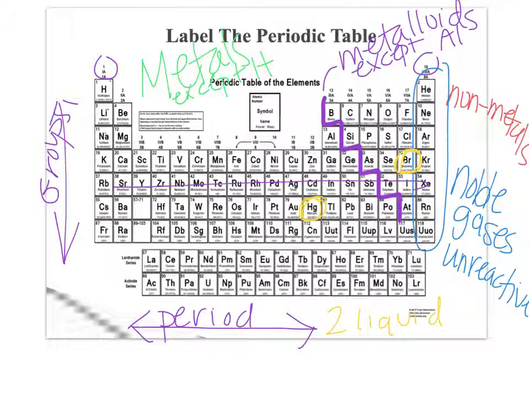And then for gases, we have only 11 gases. So there's 11 gases, and we're going to color those in. There's hydrogen, nitrogen, oxygen, fluorine, chlorine, and then all of the noble gases, and those are all gases. So there's 11 gases, 2 liquids, and the rest are solids. So obviously, the vast majority of the elements are, in fact, solids.